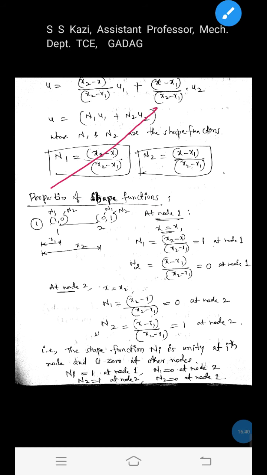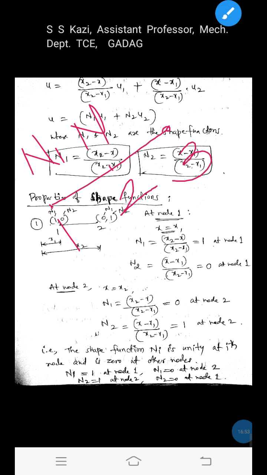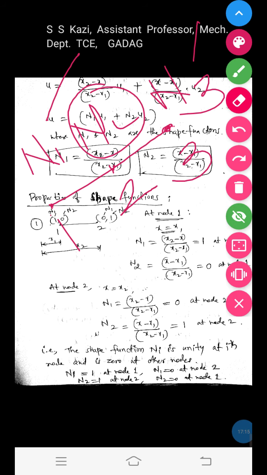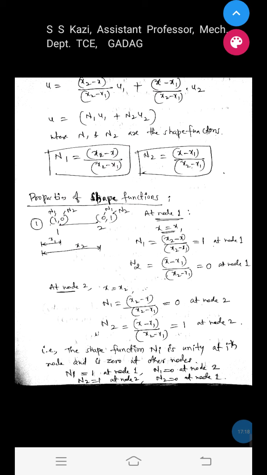For example, if you are considering a three noded element, in this, three shape functions will exist for one dimension. Okay, N1, N2, N3. Then from the first property of the shape function, you can say that N1 is 1 at node 1, but it is 0 at nodes 2 and 3. N2 is 1 at node 2, but it is 0 at nodes 1 and 3. N3 is 1 at node 3, but it is 0 at node 2 and node 1. Okay, this is the first property of the shape function.